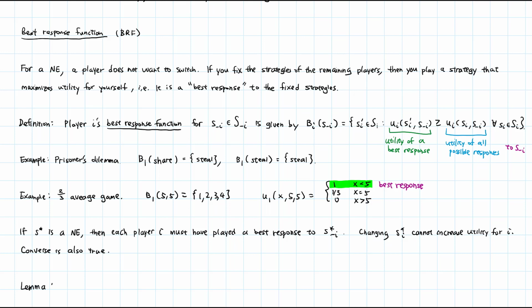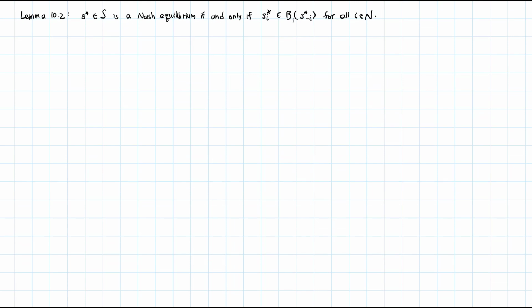And that gives us our lemma here. s star is a Nash equilibrium if and only if s_i star is in B_i of s_{-i} star for all players i. This means that each player plays their best response with respect to the remaining players' strategies. We will leave the formal proof of this as an exercise. Now this lemma helps us find Nash equilibria by looking for strategies in the best response function.